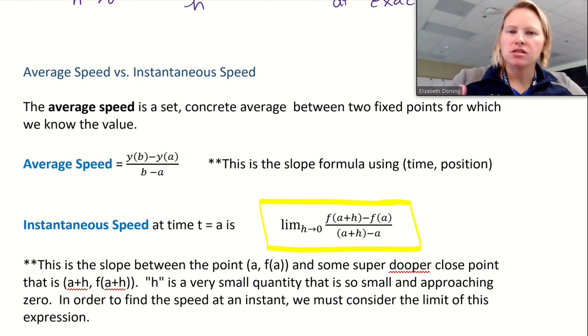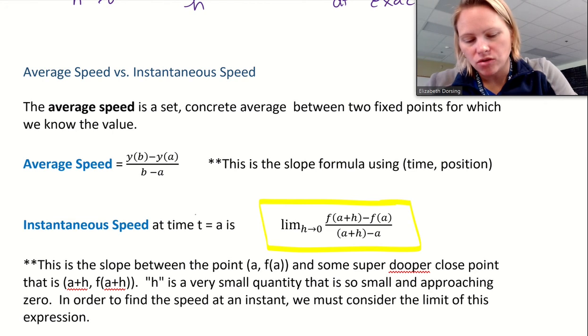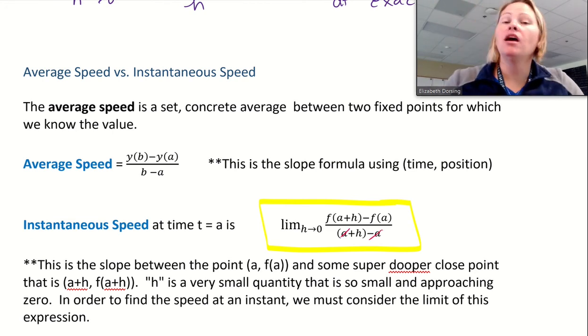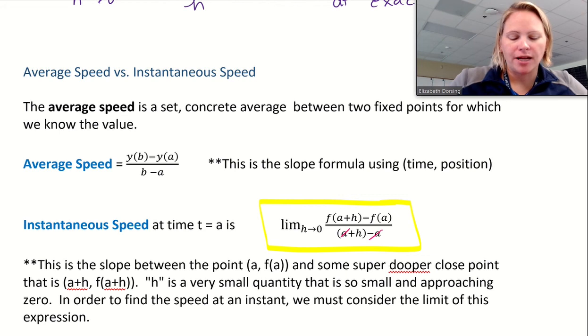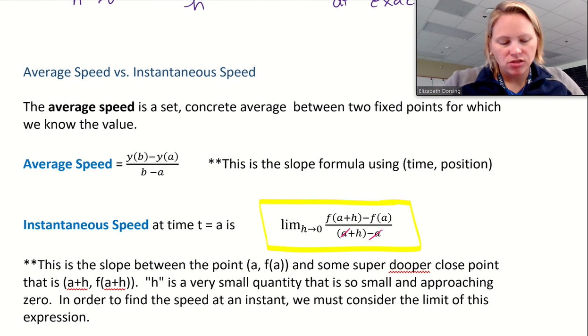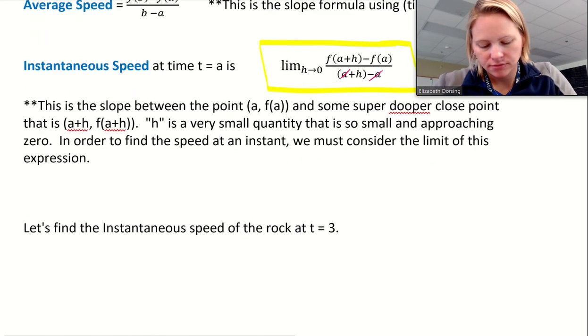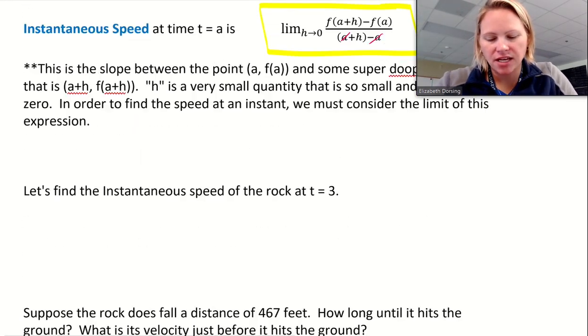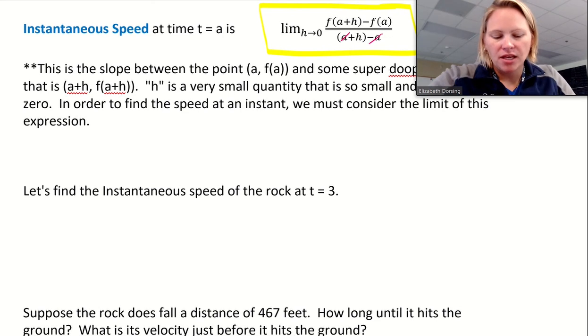And what happens is it actually simplifies to having just h on the bottom. So you can always cancel out the a and the minus a, and you'll always have h in the denominator. And the only way we can evaluate this is through a limit by algebraic manipulation. So let's apply this, and we're going to find the instantaneous speed at the time t equals 3.